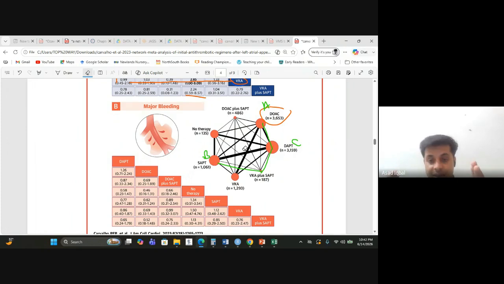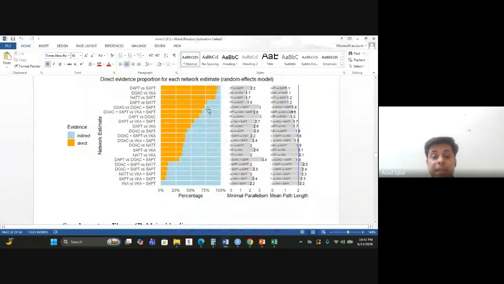It's more thick, I mean, more wide than any of the lines in this net graph. That is the reason the direct evidence, the yellow color here, is more. I think it's more than 75% for this comparison of two things, DAPT versus SAPT. After that, followed by what? Dual oral anticoagulant versus vitamin K antagonist. I hope you got my point.